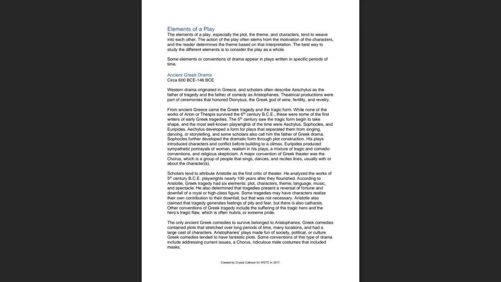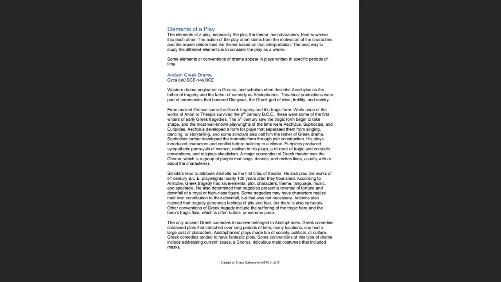A major convention of Greek theater was the chorus, which is a group of people that sings, dances, and recites lines, usually with or about the characters. Aristotle is considered the first critic of theater, and he tried to pin down what comedy and tragedy are about. He says that Greek tragedy had 6 plot elements: plot, characters, theme, language, music, and spectacle.